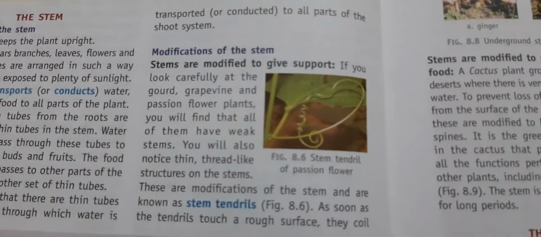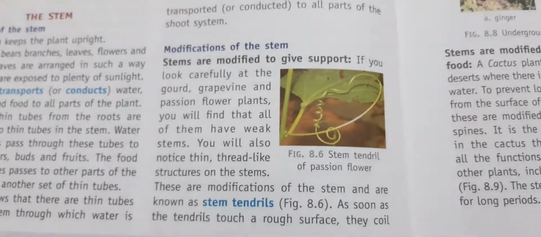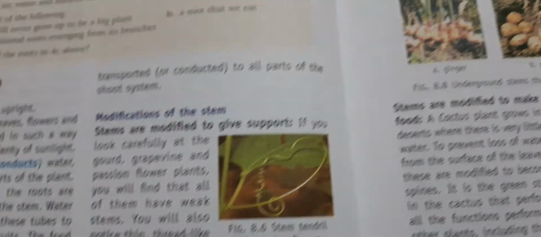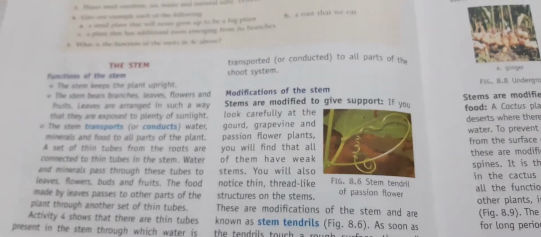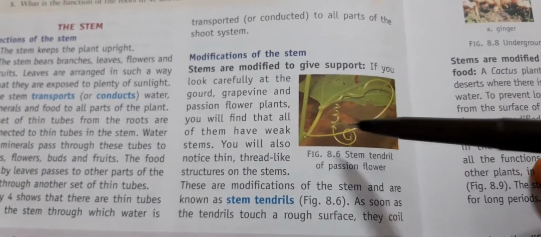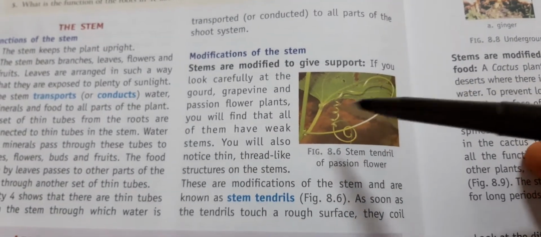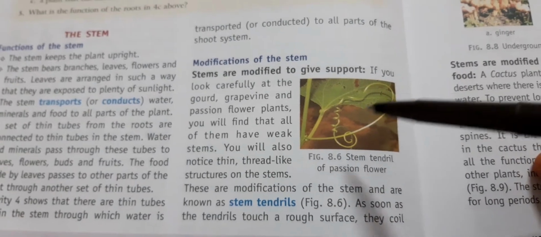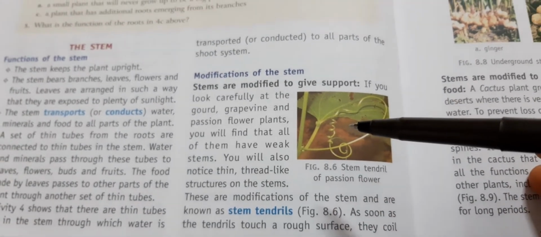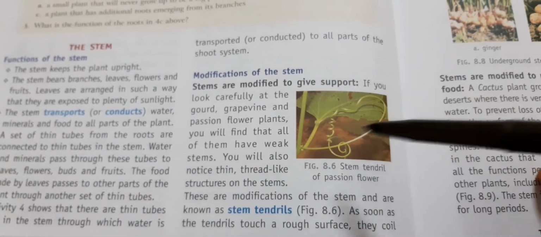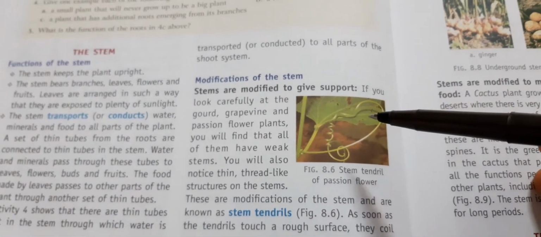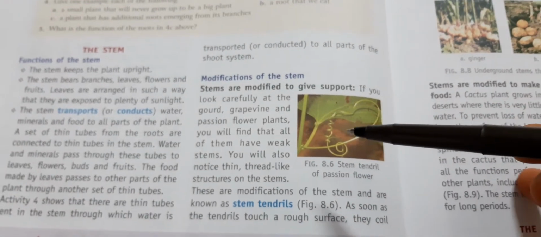Now, these are the modifications of the stem. You must have seen this kind of tendril. This is a tendril. If you have not seen it, you can see this picture, and it is a stem tendril. This coiled structure coming out of the stem actually helps the plant to stand upright by twining itself to some support, whatever support is around.